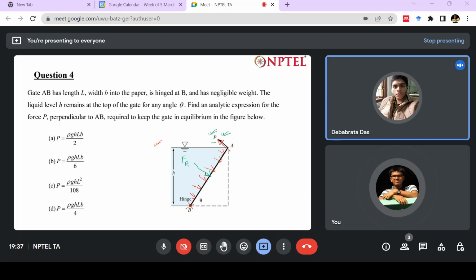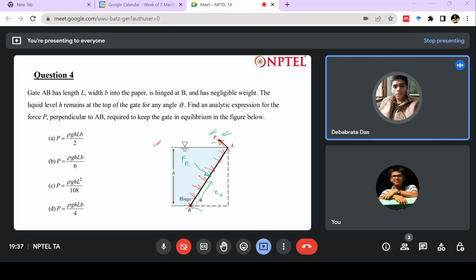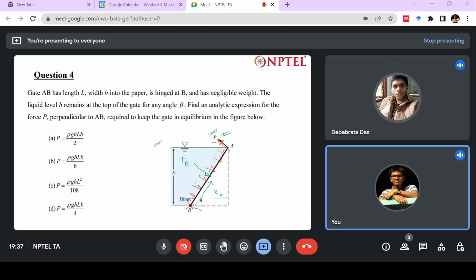Let's say this length is x0. We were using this x0 notation. So you have to find both this x0 and this x1. If you find that, you can easily do this. So P into L.